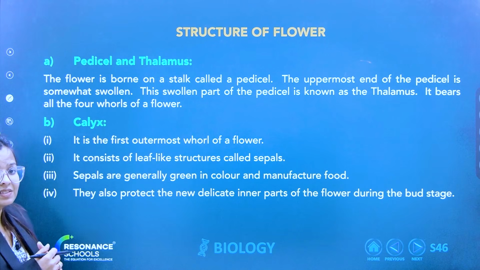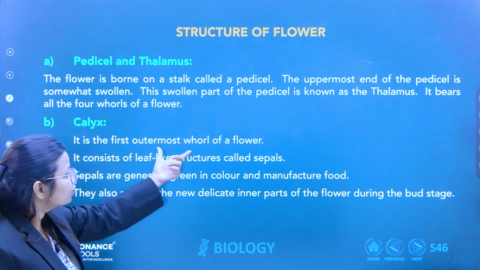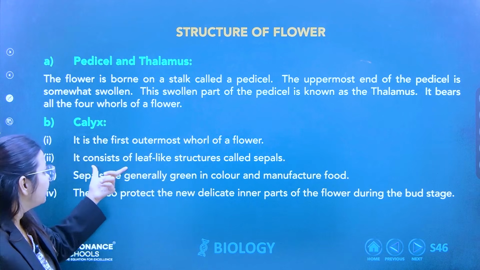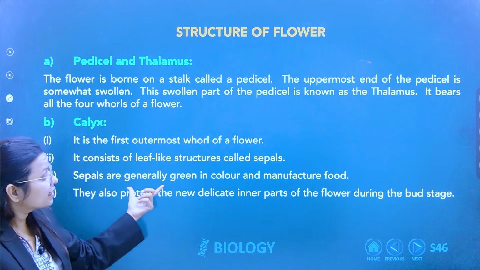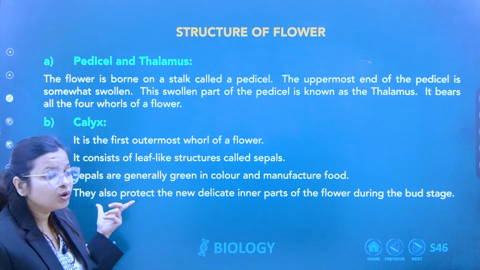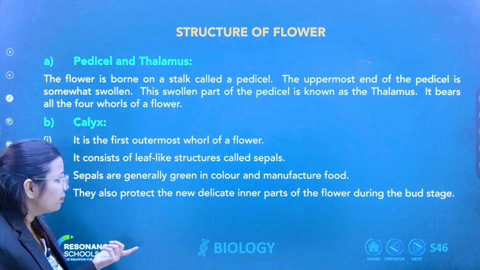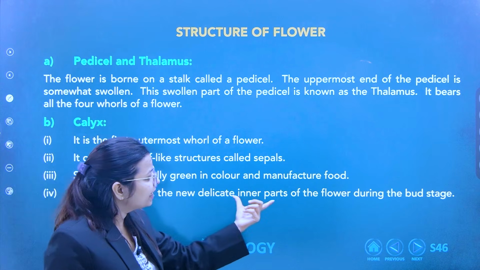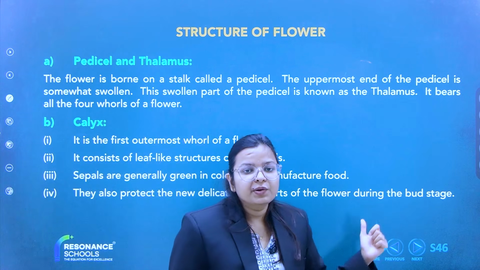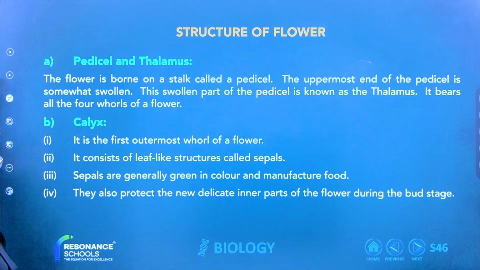The first one is calyx, the outermost, first whorl of the flower. It consists of leaf-like structures called sepals. Sepals are generally green in color, though it is not always necessary that they are green. Because they are green, they can photosynthesize and manufacture food. They also protect the delicate inner parts of the flower during the bud stage. So this is the function of calyx.